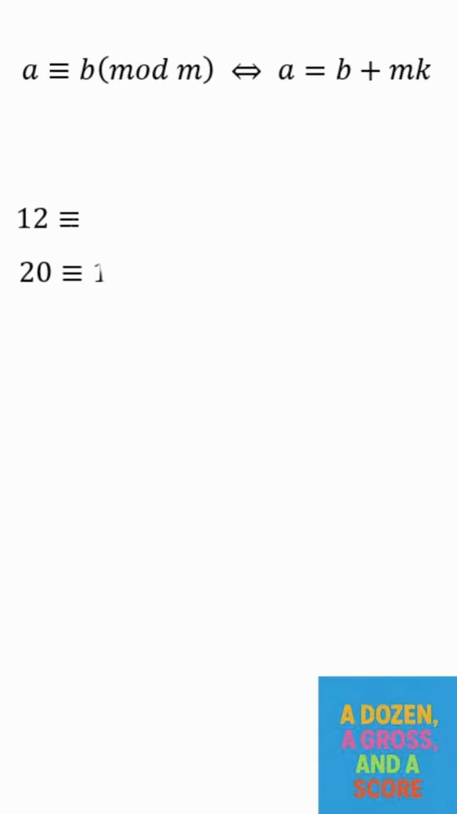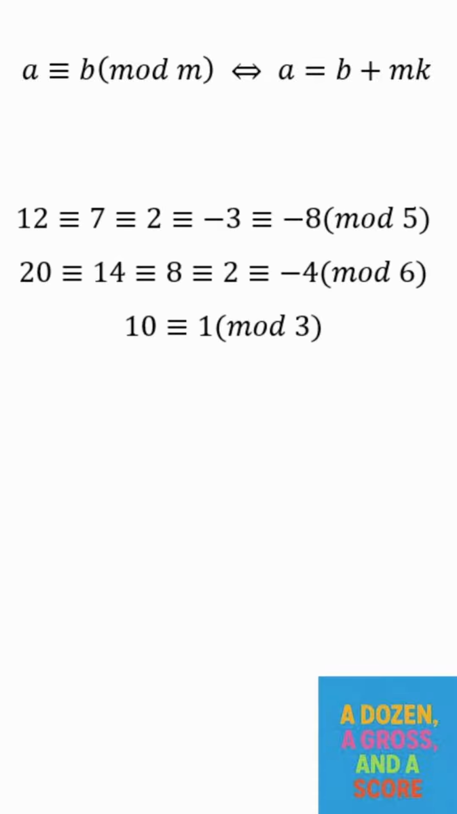Here are some examples of congruences on screen. Notice how all these numbers are each apart by their respective modulus, and how the numbers may be negative. Also, the last congruence is particularly important in finding a divisibility trick for division by 3.